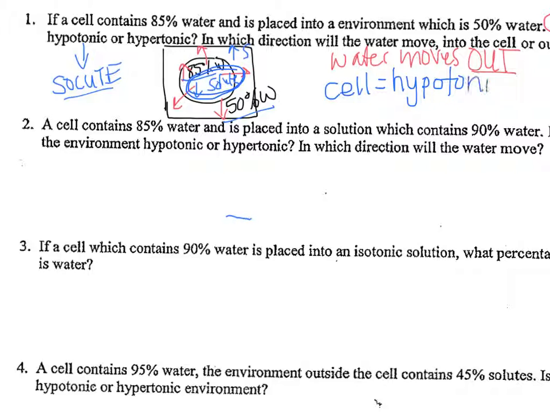hypotonic. All right, if you got hypertonic, you probably said the solution or the environment was hypertonic. And that is right, but it's not what the question was asking. So if I look outside in my beaker, it is high solute. If you have lots of sugar, you're hyper, but make sure that you read carefully.